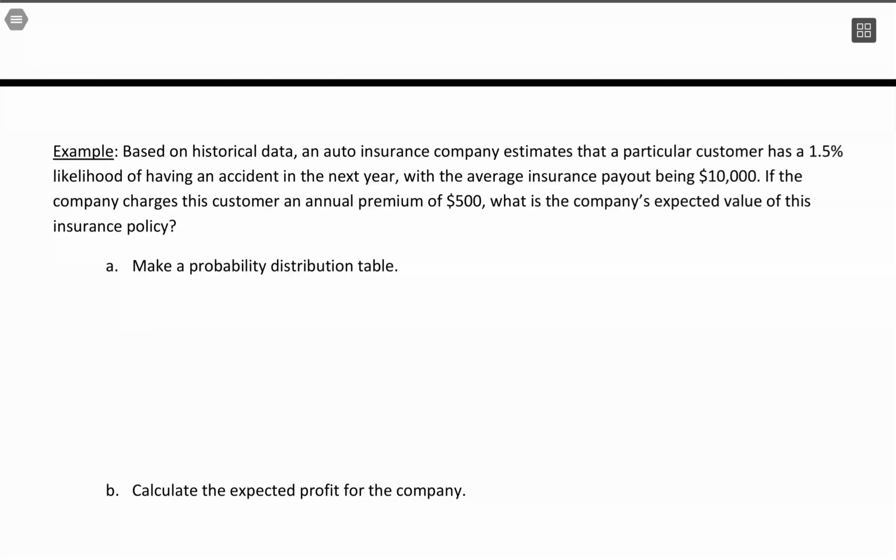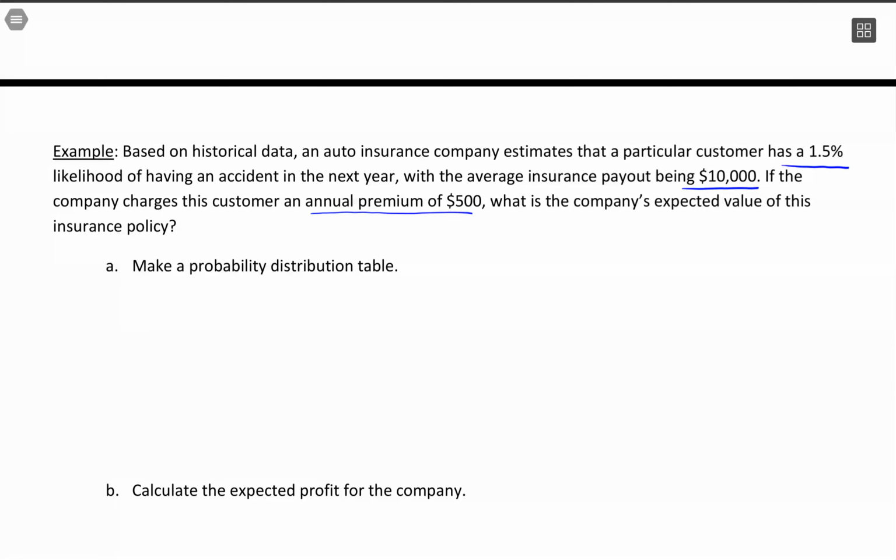We have here an auto insurance company, and they estimate that a particular customer has a 1.5% likelihood of having an accident in the next year, with an average insurance payout being $10,000. The company charges this customer an annual premium of $500. So we want to see the expected value of this insurance policy, and how much the company is making off of this deal.